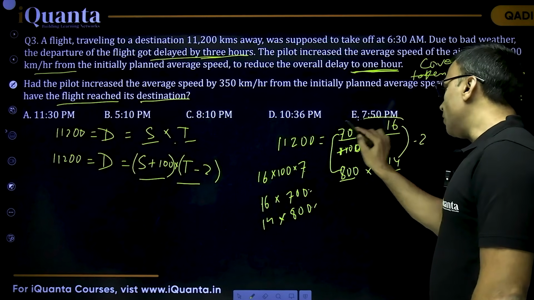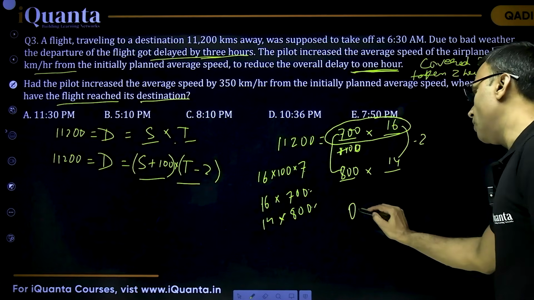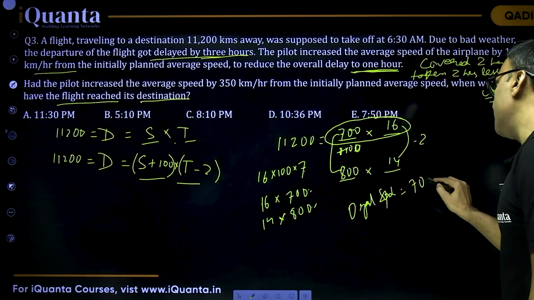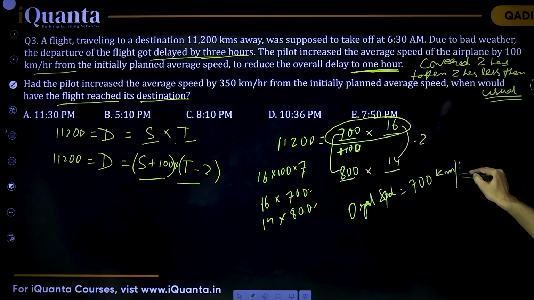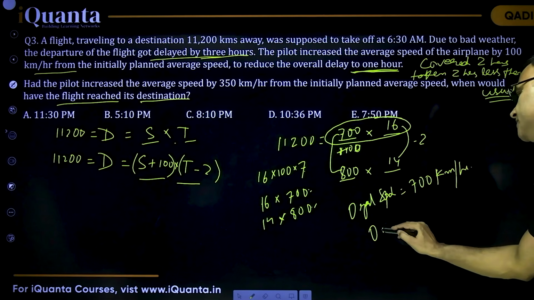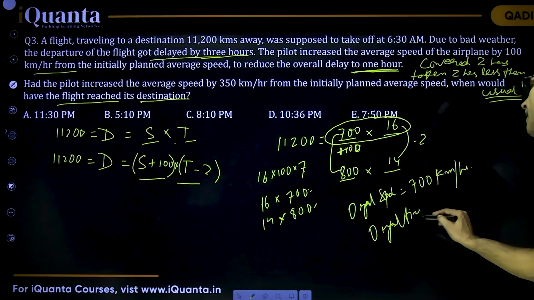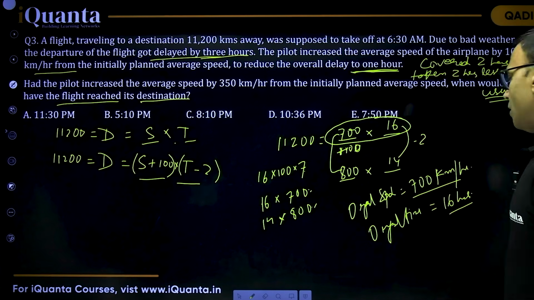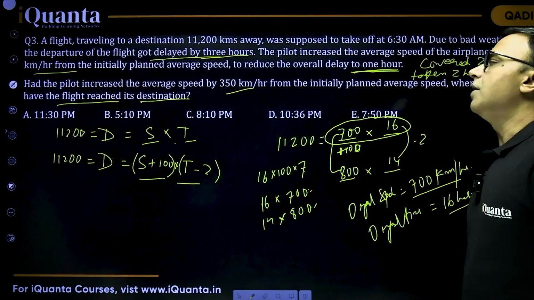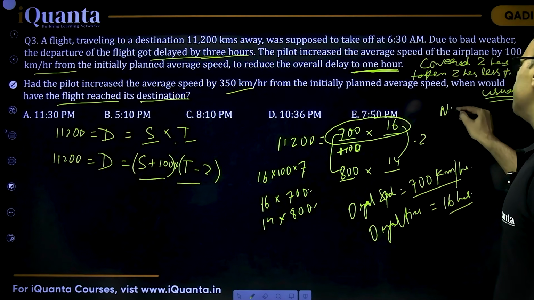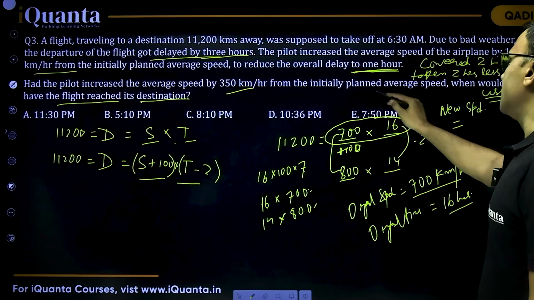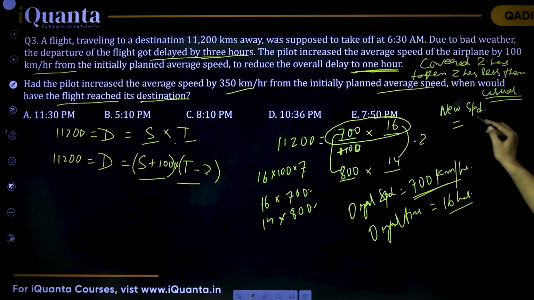So this gives us the original speed as 700 kilometers per hour and original time as 16 hours. But time is not required, speed is required. Why? Because there is an increment of speed of 350 kilometers per hour. So the new speed, the original planned average speed is 700 plus 350, that is 1050 kilometers per hour.